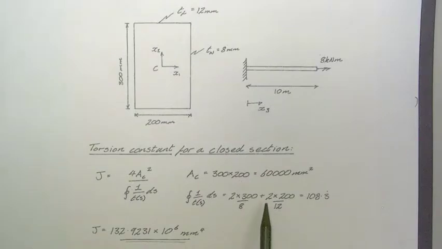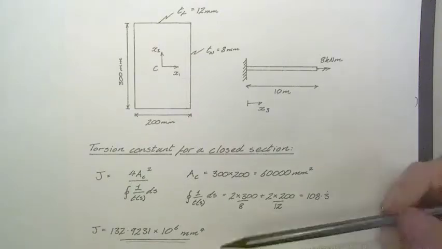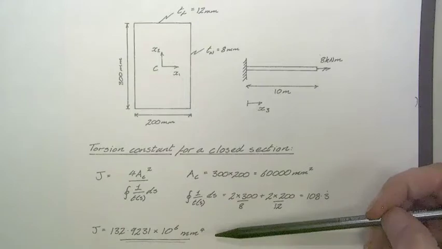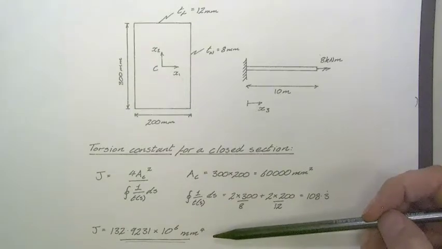And then for the flanges, 2 times their length, so the top and bottom flanges, and obviously divide through by their thickness. So we then just end up with this value, and J as a value just ends up as this. So we can see this is really quite a large value if we just compare it to, say, values of the second moment of area that we've calculated previously when we were looking at resistance to bending moment rather than torsion moment.